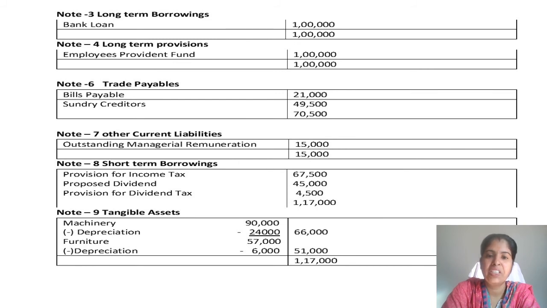Next is regarding note number 9. Tangible asset, machinery 90,000 is given in the trial balance. We are supposed to deduct a depreciation of 24,000. Remaining balance is 66,000. Furniture total value is 57,000. Depreciation is 6,000. Remaining balance is 51,000. 66,000 plus 51,000 is nothing but 1,17,000.